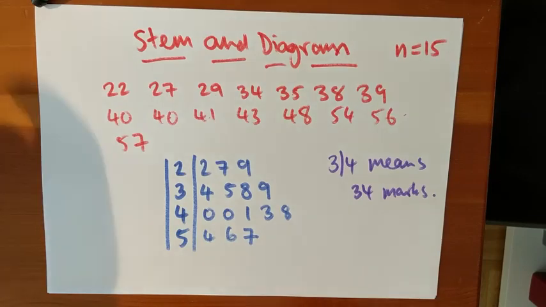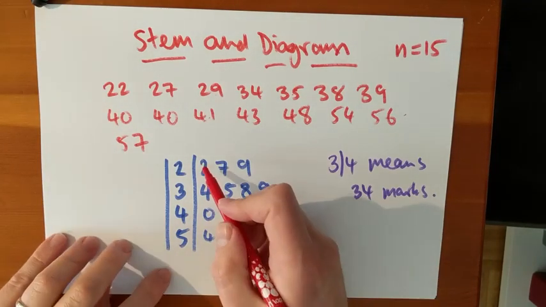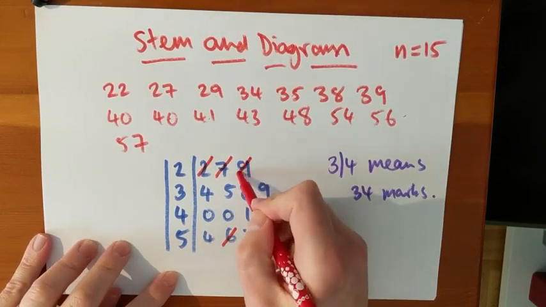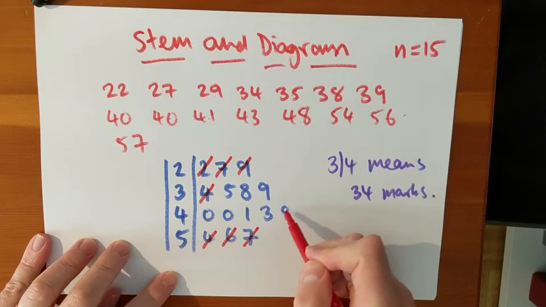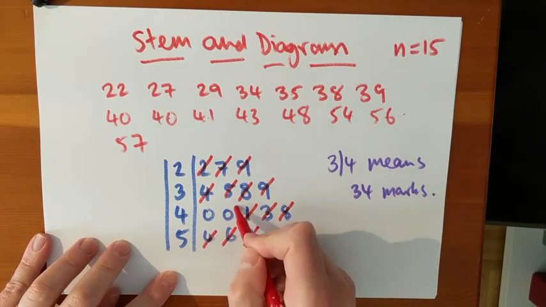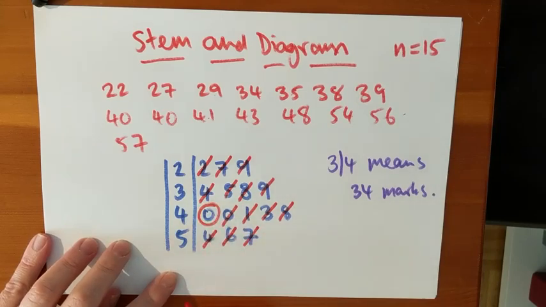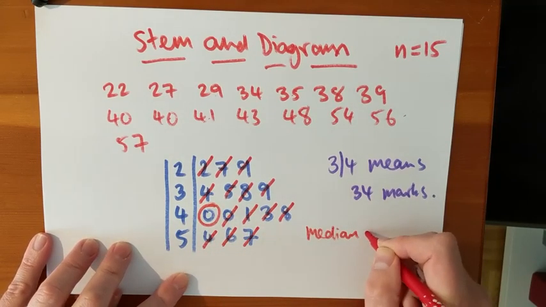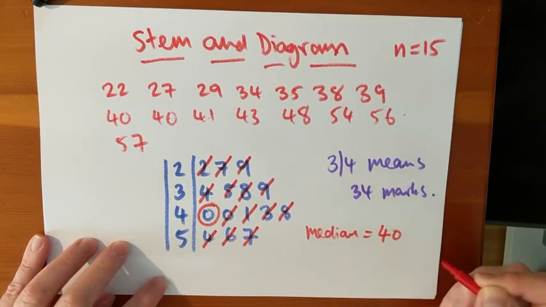Now, if I want to find the median, I need the number in the middle, and you have to work your way towards the middle. So that's the smallest number, and then the largest, smallest, largest, smallest, largest, smallest, largest. I can keep on going like this until I find the number in the middle, which is this one. So the median, or the number in the middle, is 40.